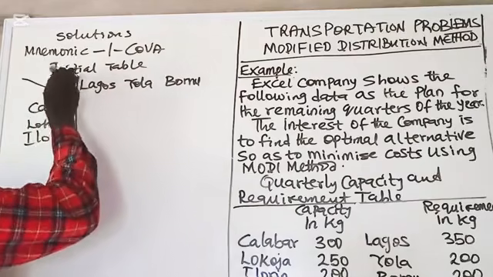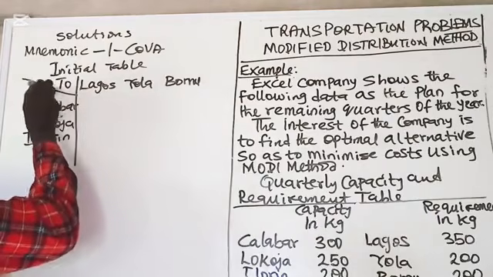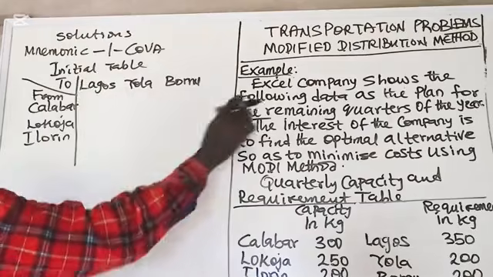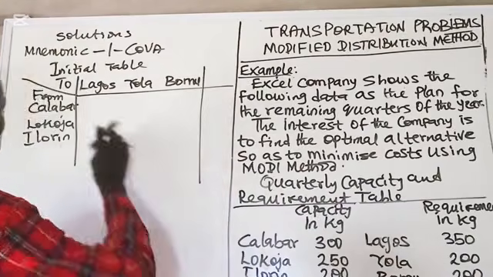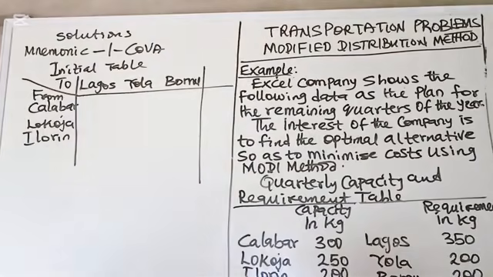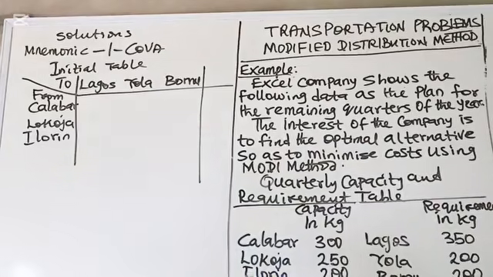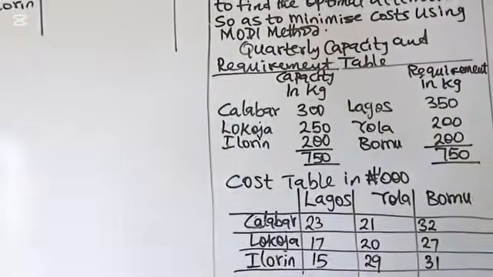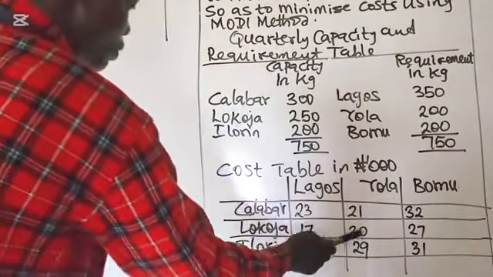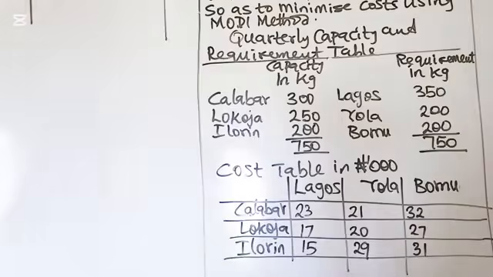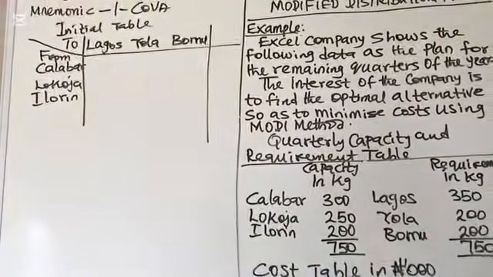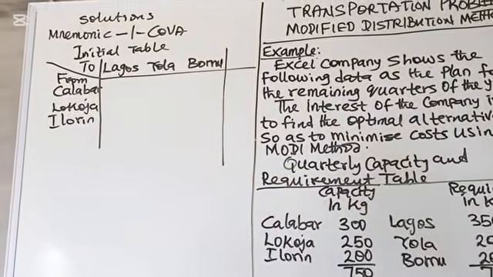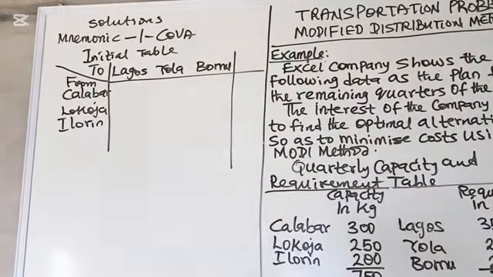They have to and from this destination and from this location. So go back to the cost table. In the cost table, we have 23, 17, 15, 21, 20, 29, 32, 27, 31. So we want to write out the whole values given in the cost table.